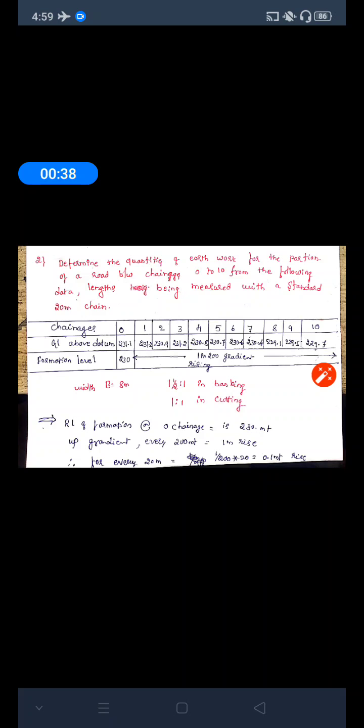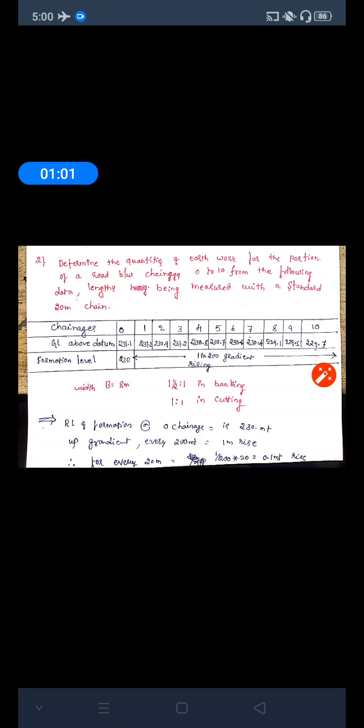So at every 200 meter there will be 1 meter rise. Remember, when he has given the gradient as 1 in 200, you should mention that at every 200 meter there will be a 1 meter rise. Suppose it is a downward gradient, it means at every 200 meter there will be 1 meter drop. Like this he has given, and the width he has given is 8 meter.